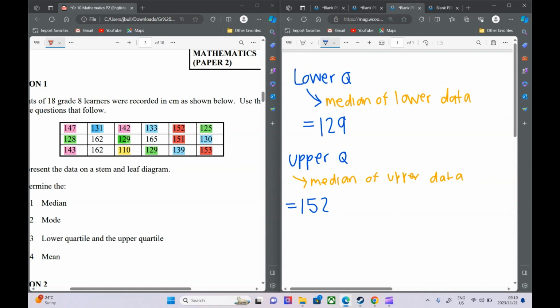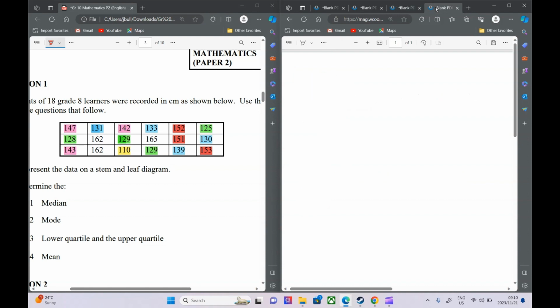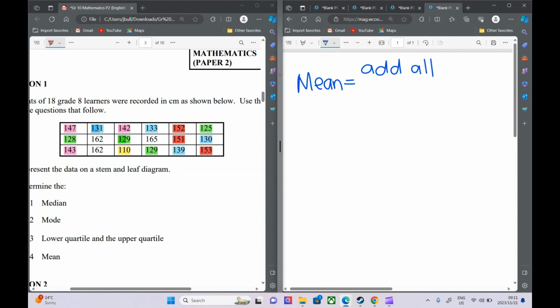Okay, and then finally, they want us to find the mean of this data. So mean, I always think of it as, when something is mean, it's because they make us do lots of workings for it. So the mean means we've got to work out a lot. How we work it out is we add up all the values and then we divide it by how many there are. You could also say the more mathematical way would be the sum divided by the total.